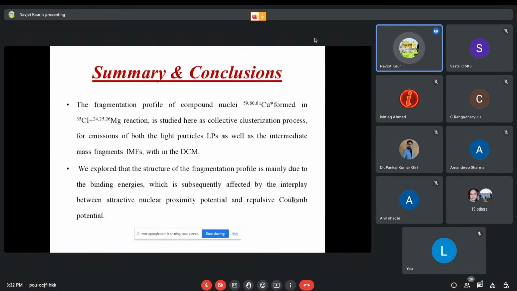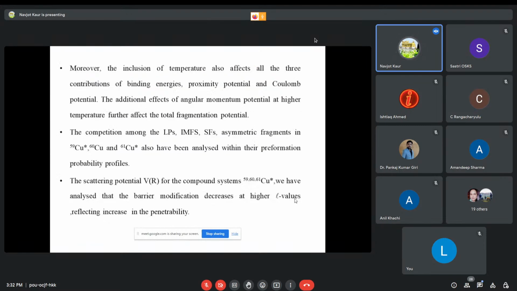So the fragmentation profile of compound nuclei 59, 60, 61 copper formed in the 35 chlorine plus 24, 25, 26 magnesium reaction is studied here as the collective clusterization process for emission of both the light particles as well as the intermediate mass fragments within the GCM. We explored that the structure of the fragmentation profile is mainly due to the binding energy, which is subsequently affected by the interplay between attractive nuclear proximity potential and the repulsive Coulomb potential.